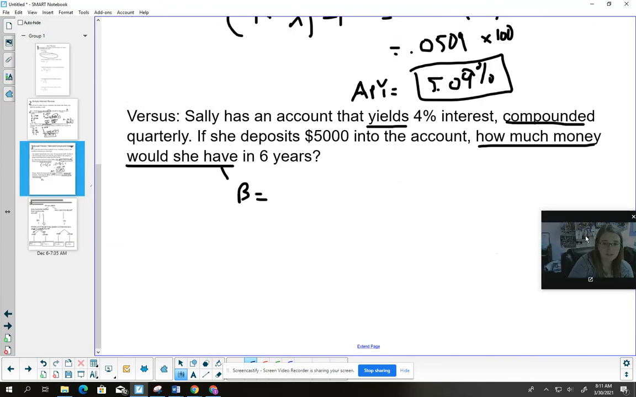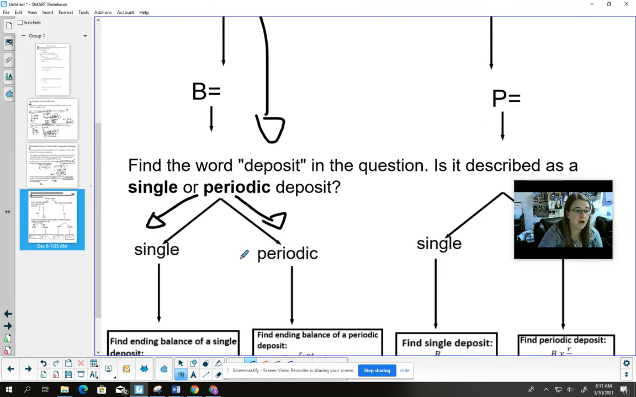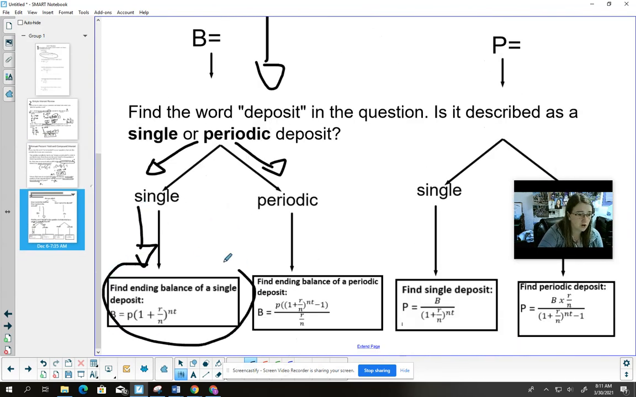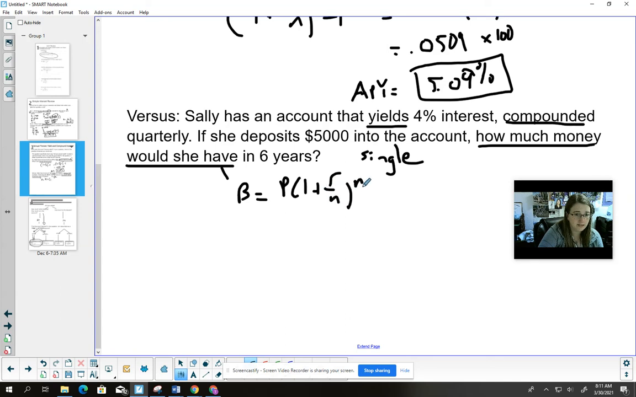So find the word deposit in the question, read the sentence it's in. Does it seem like it's a single deposit or is it a periodic deposit? Pause the video if you need to. This is going to be a single deposit. She deposits $5,000 into the account, and that's it. It's not saying she keeps doing it, so this is a single deposit. So using our flow chart, that's the formula you would have used: P times (1 plus R over N) to the NT.